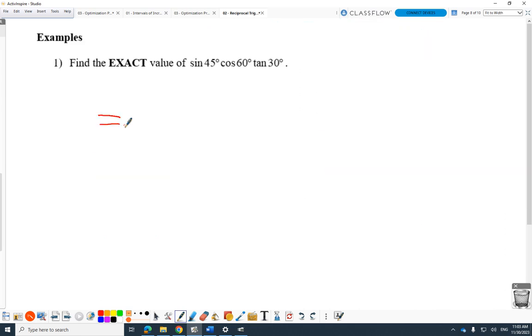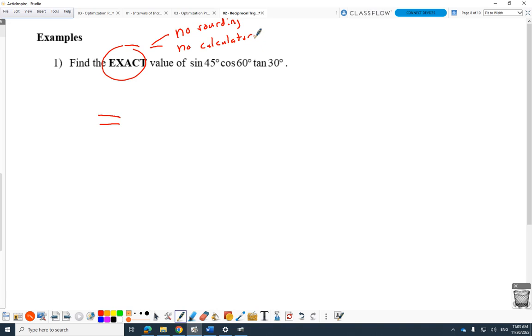Sine of 45. If you know your special triangles, that's really easy. To get an exact number, I don't need my calculator. See, when it says exact, it means two things. It means no rounding. No calculator.